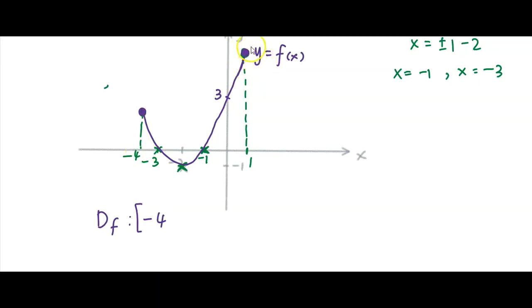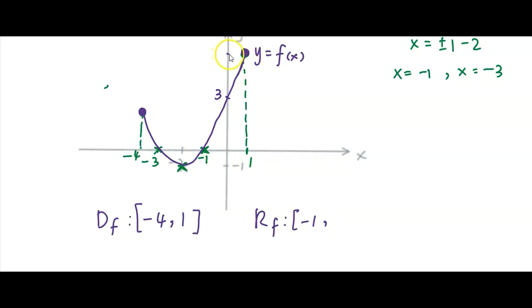And the point which is closest to the right is this one, and it has an x value of 1, meaning that our domain is from -4 up to 1, including -4 and 1. To get the range, we need to find the lowest point of the graph. This is the lowest point, and it has a y value of -1, meaning that our range will start from -1. All right, and the highest point will be this one.